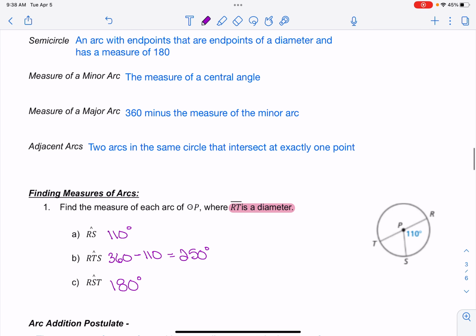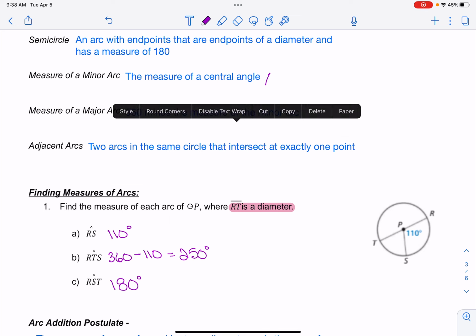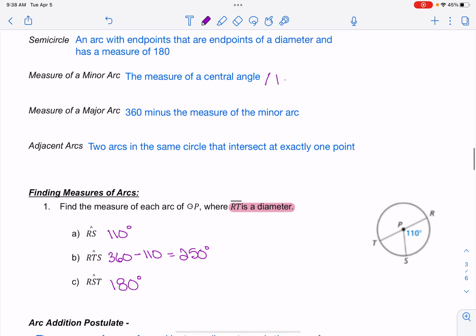While I'm here, I'm going to put: labeled with 2 points, and labeled with 3 points. Something good to take note of.